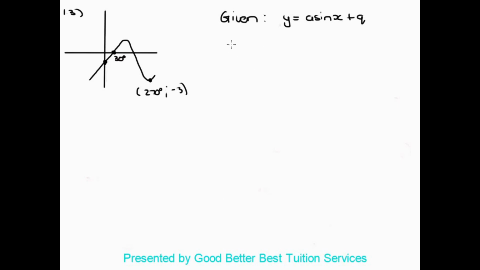So we're going to first substitute in our first set of coordinates, which is 30 degrees and 0. Obviously 0 because it's on the x-axis. So y is going to be equal to the 0 over here. So 0 is equal to a sine 30 degrees plus q. Now we go ahead and simplify this. Sine 30 we know is going to be equal to a half if we use special triangles, but our calculator will also tell us that. And so a half times a will give me a over 2 plus q. And we'll say that this is our equation number 1.